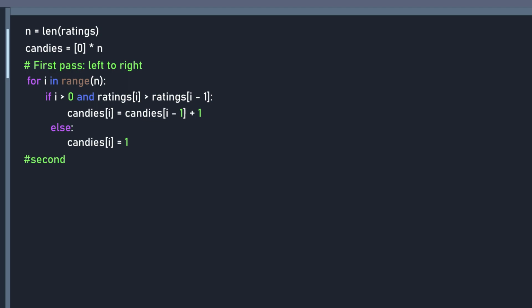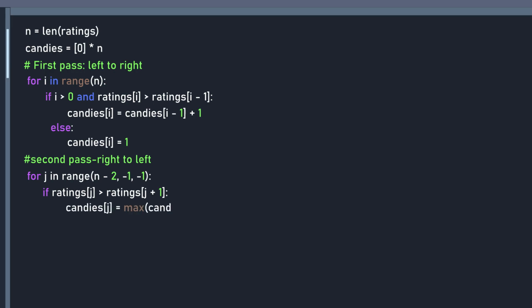In the second for loop, the algorithm iterates in reverse, now examining if the previous child should receive more candies based on their rating compared to the next child. Starting from the second to last basket, the algorithm checks if the next basket going left has a higher rating than the previous basket, and if it does, gives the same number of candies as the previous basket plus 1. In this way, the baskets are compared in either direction so nothing is missed.